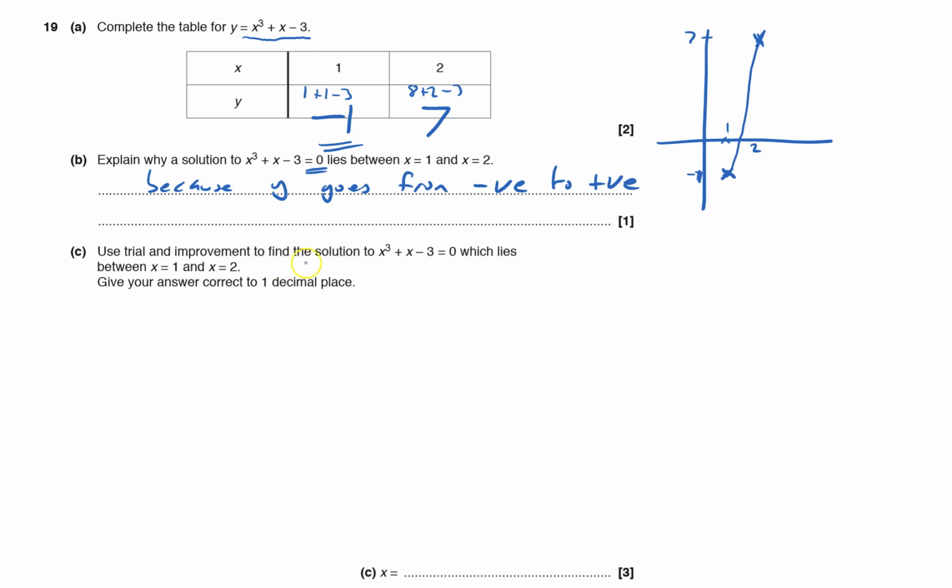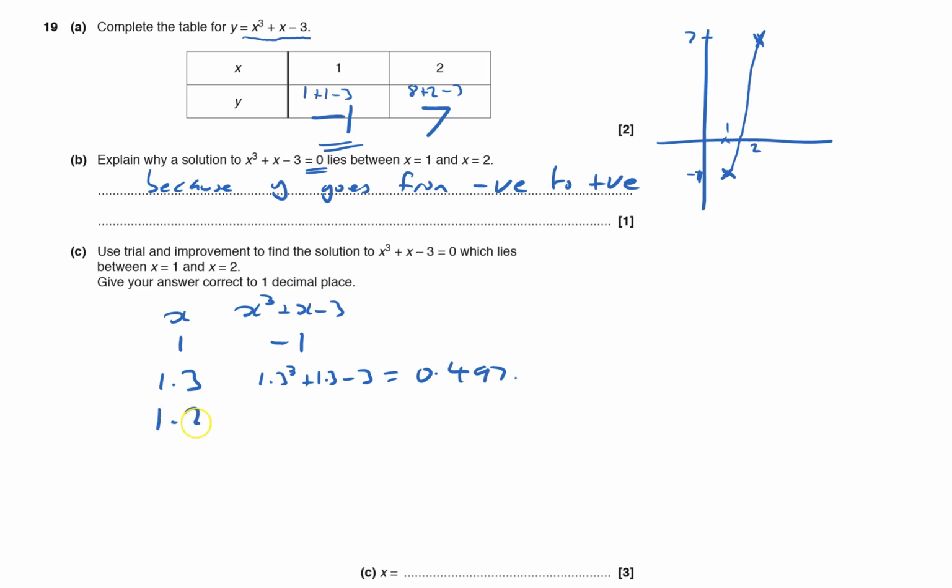Right. Use trial and improvement to find this between 1 and 2. Well, I'm going to start off by knowing that if x is 1, then x cubed plus x minus 3, we just worked that out, that's minus 1. So that's pretty close to 0, so I reckon it's going to be closer to 1 than it is to 2, so I'm going to go, for example, 1.3. Then I've got to do 1.3 cubed plus 1.3, and then take away 3, and if I do that, I get 0.497, etc. Okay, so it's going to have to be less than that.